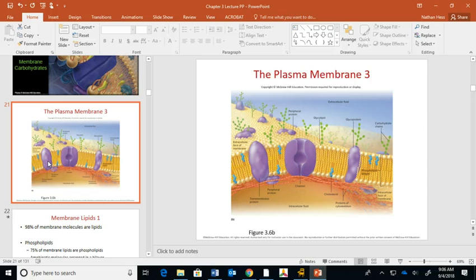The plasma membrane picture is here on page 81. You should be comfortable with this. And when I say you should be comfortable with this, you might see this again. So they're showing you what this cell membrane looks like, and they're showing you the different pieces that are there. So let's talk about some of these different pieces.